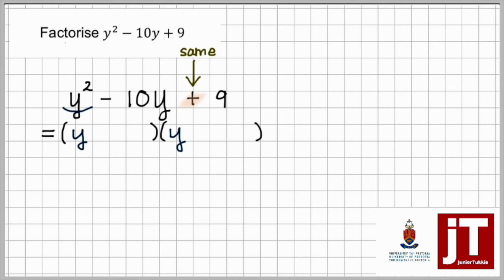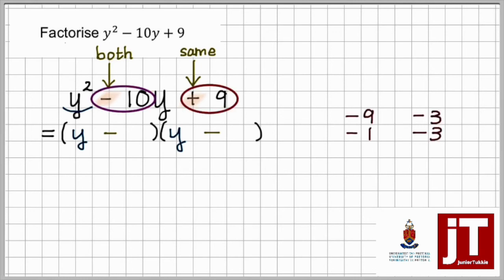Now, to decide whether they will both be positive or both be negative, we take a look at that second term, negative 10y. That negative tells us something very important. It tells us that both of the signs will be negative signs. And therefore, in each set of brackets, we go ahead and write out negative signs. Now that we've done this, we can look for factors of 9, which when added together will produce that negative 10, the coefficient on the second term.